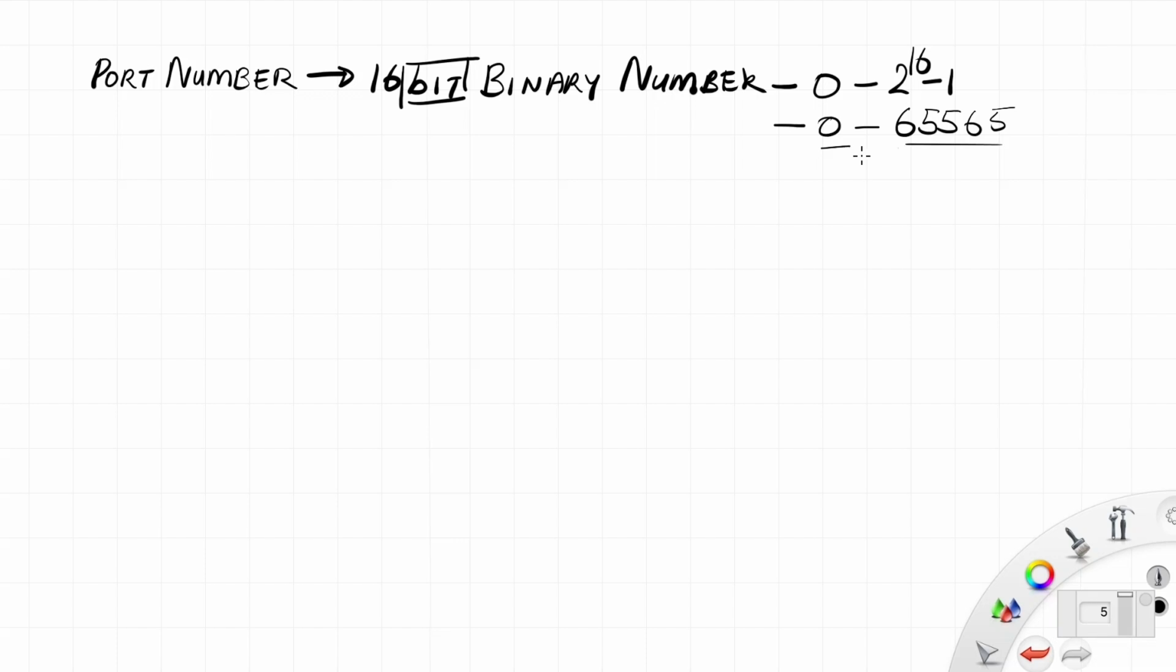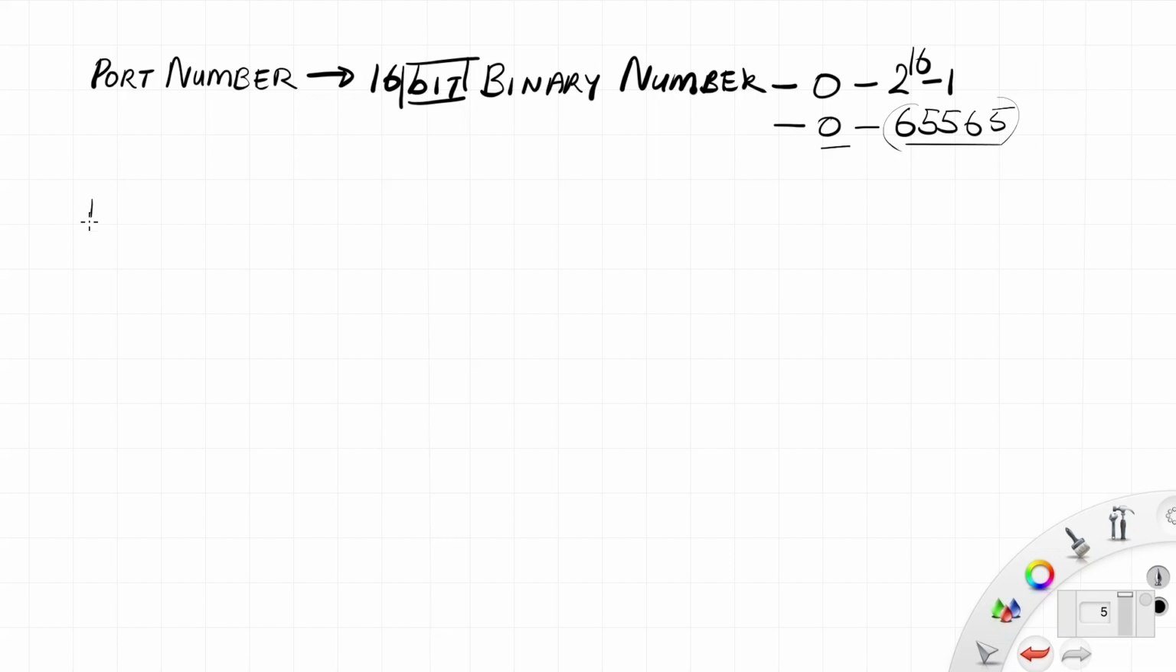So this many different ports we can have in computer networking. This also means that this many different computer applications or pieces of code can send packets from a specific IP address. That brings us to the range of the IP address.